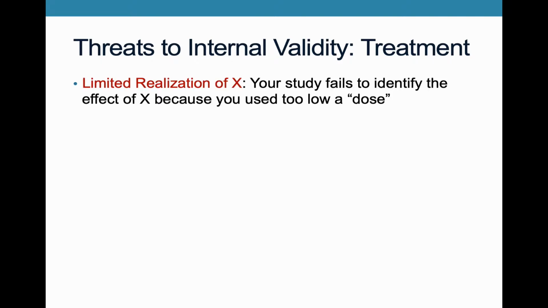So this is called limited realization of X. And under limited realization of X, the problem is that your study fails to identify the true causal impact of your treatment of X because you just used too low of a dose, right? So you didn't actually fully capture it because you were only using a small amount of your treatment. So what does this look like in theory? And then what does this look like for a political science study?